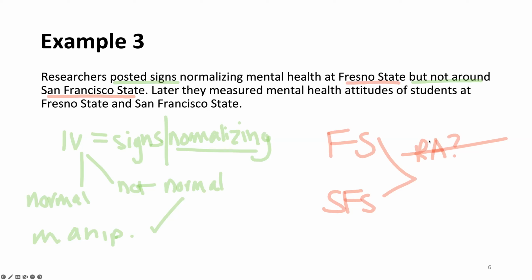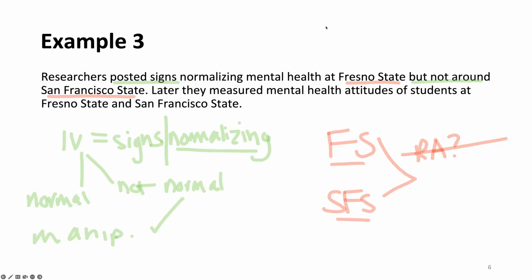So let's actually look at some examples. Sorry, I'm losing my train of thought here. So San Francisco State, for example, could have more mental health resources, right? So if San Francisco State has more mental health resources than Fresno State, or vice versa, that's a difference between these two groups. So we're not controlling for extraneous variables.